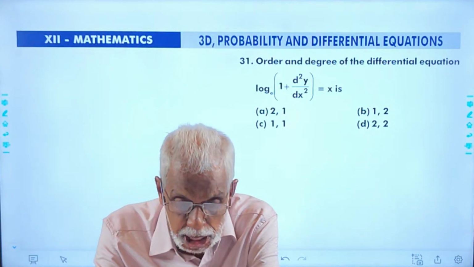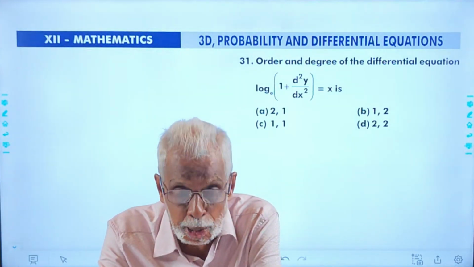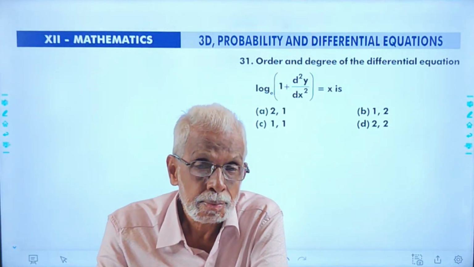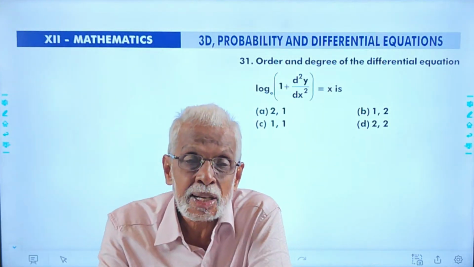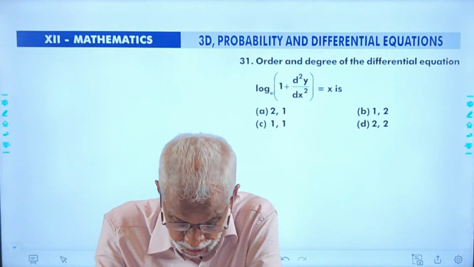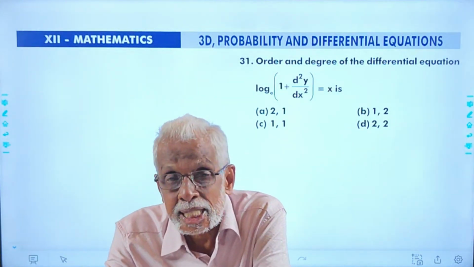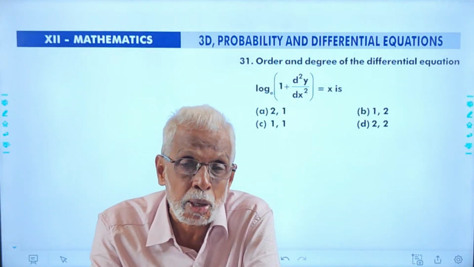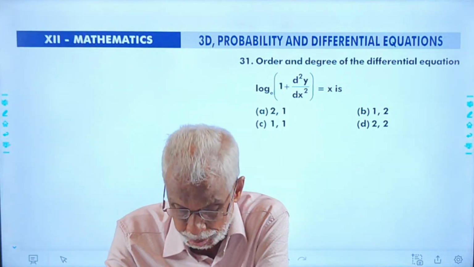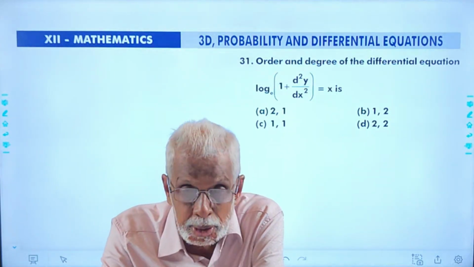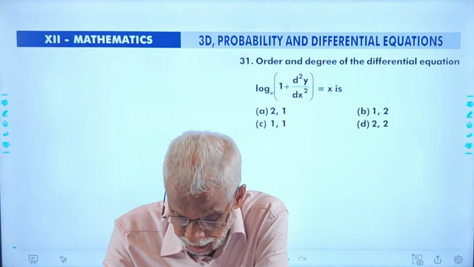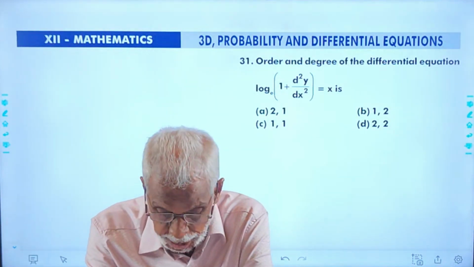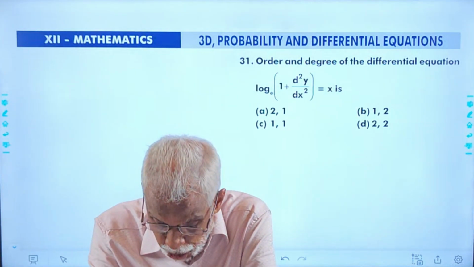Order and degree of the differential equation. Log of 1 plus d square y by dx square raised to the base e is equal to x. We can convert every logarithmic form into exponential form. The given equation can be written as 1 plus d square y by dx square is equal to e raised to x. Then what would be the order? Order is 2, degree is 1. The correct choice is order is 2, degree is 1.